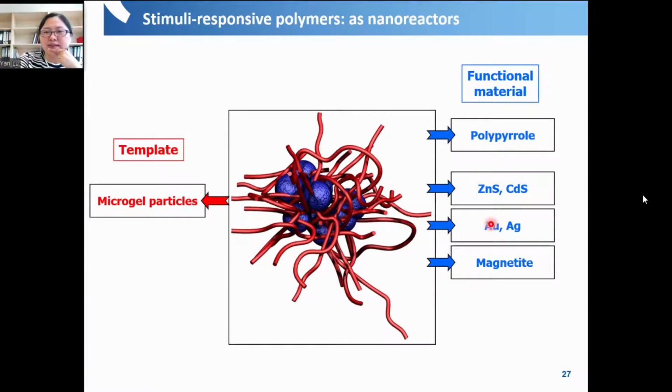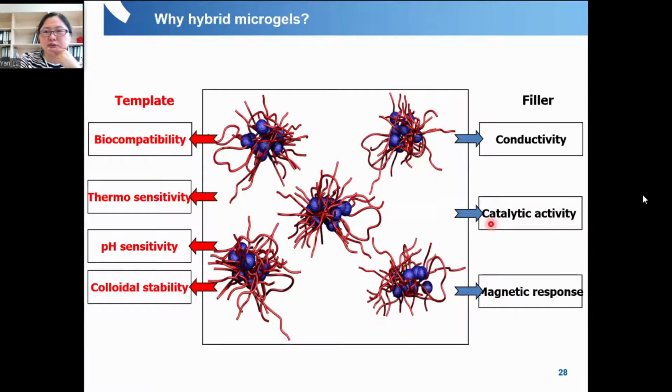Then another very important application I want to talk with you about is such microgels. They can be used as very nice nanoreactors for the immobilization of different inorganic nanoparticles. Depending on what kind of nanoparticle or filler you want to embed, you can have controlled conductivity, or controlled catalytic activity in the case of metal nanoparticles, or if you have iron oxide, you can even have a magnetic response of your microgel system.